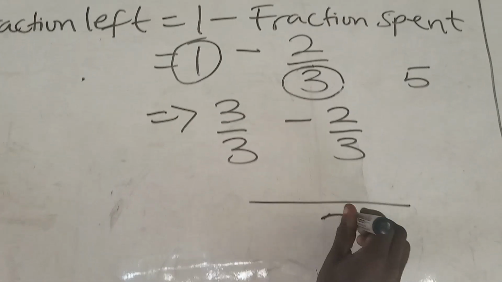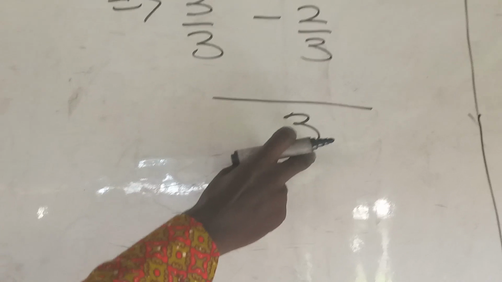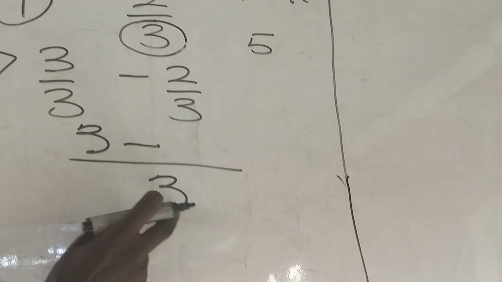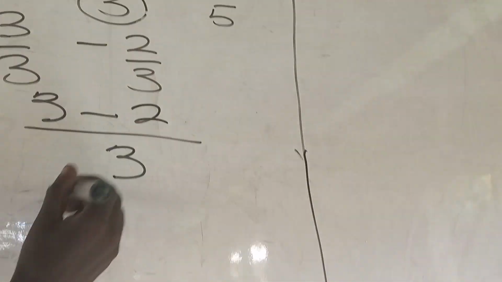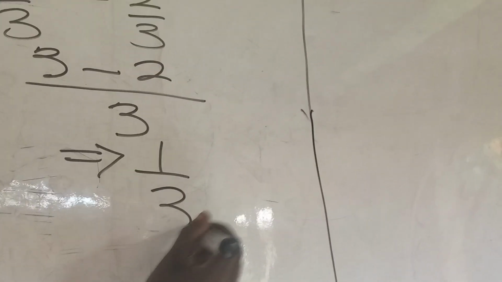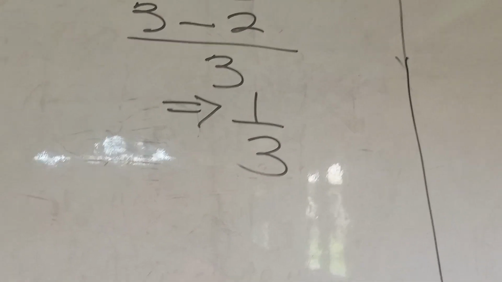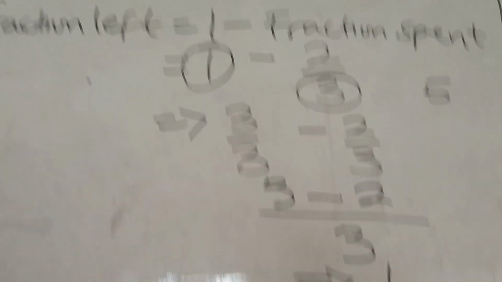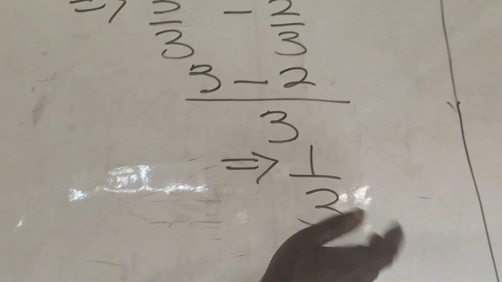Our LCM here is 3. 3 goes into 3, 1. 1 times 3 is 3. Minus 3 goes into 3, 1. 1 times 2 is 2. So we have 1/3. This is one approach to solve fraction left. That's how we will get this 1/3.